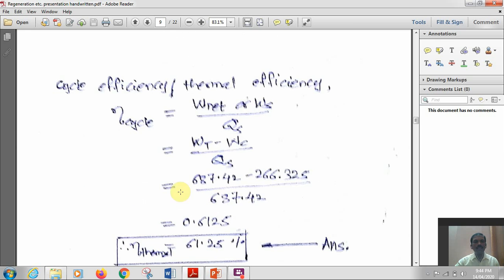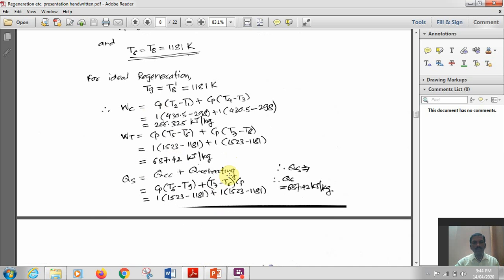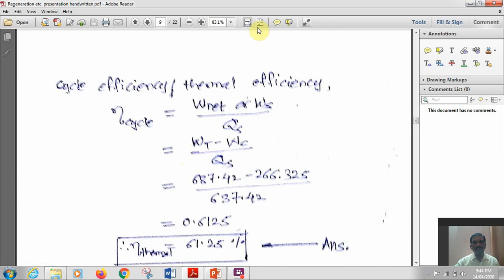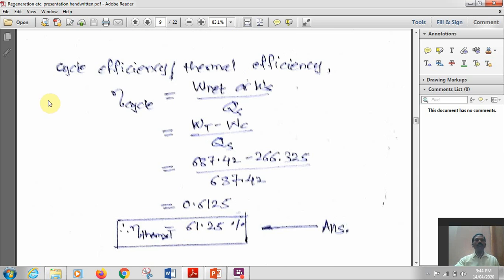Then the efficiency becomes W net upon QS, so (WT minus WC) upon QS. Just substitute the values from this, WT minus WC divided by QS, and finally you get the thermal efficiency of the cycle as 61.25%. Fine. So this is how you have to solve the numerical when the cases of intercooling, regeneration and reheating are combined, and isentropic efficiencies are given.